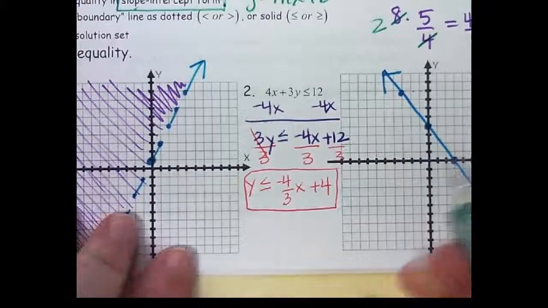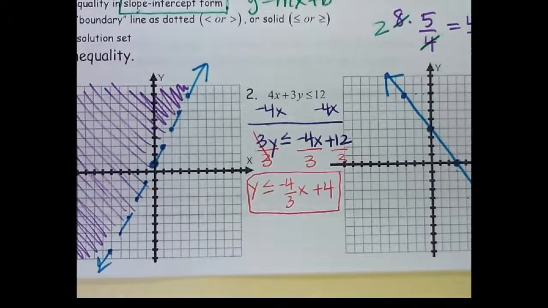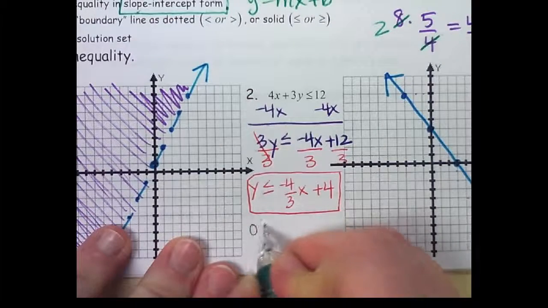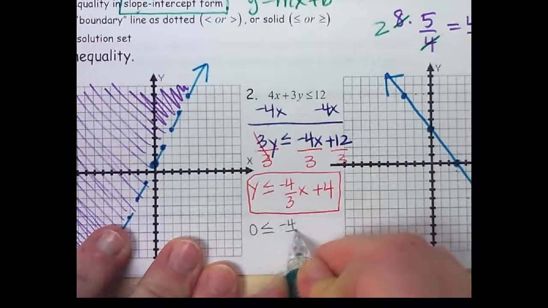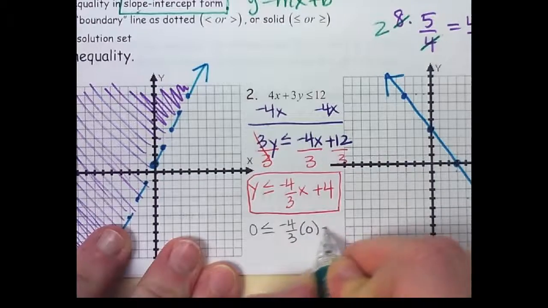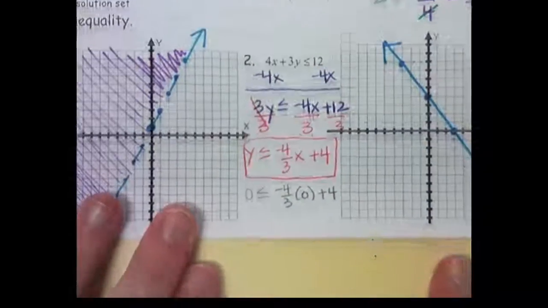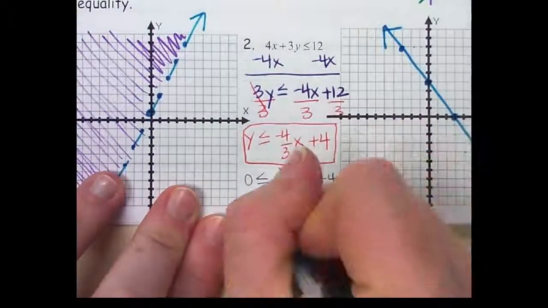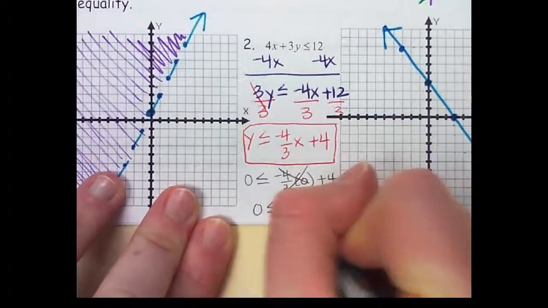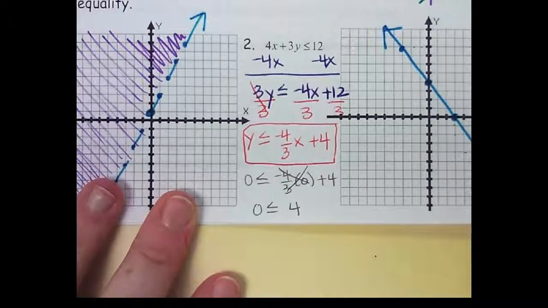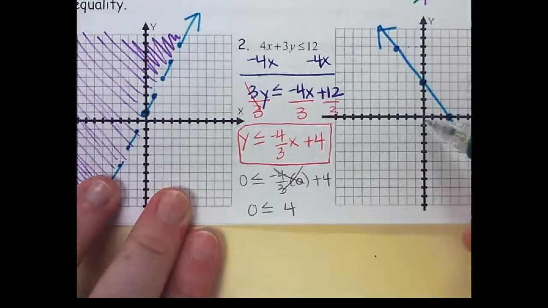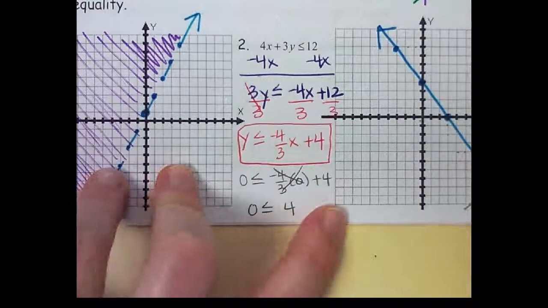And again, 0, 0 is not on the line, so I'm going to use 0, 0. So I'll put 0 is less than or equal to negative 4 thirds times 0 plus 4. This cancels. Is 0 less than or equal to 4? Yes, so here's 0, 0, so I shade the side that has the 0, 0.